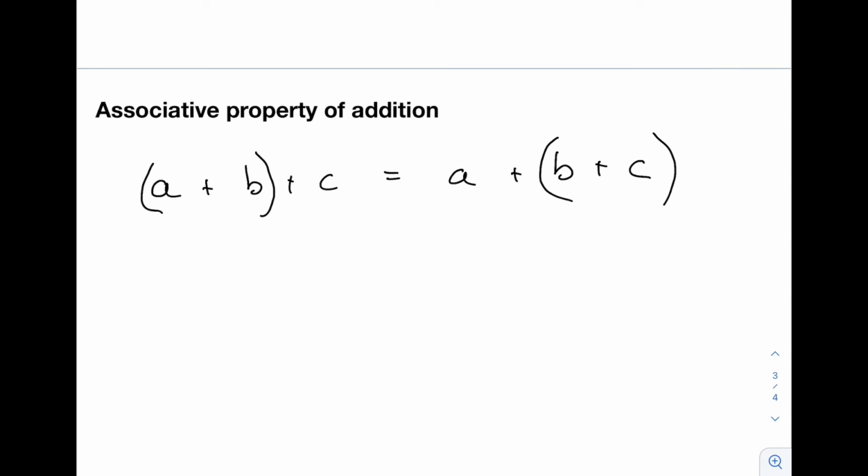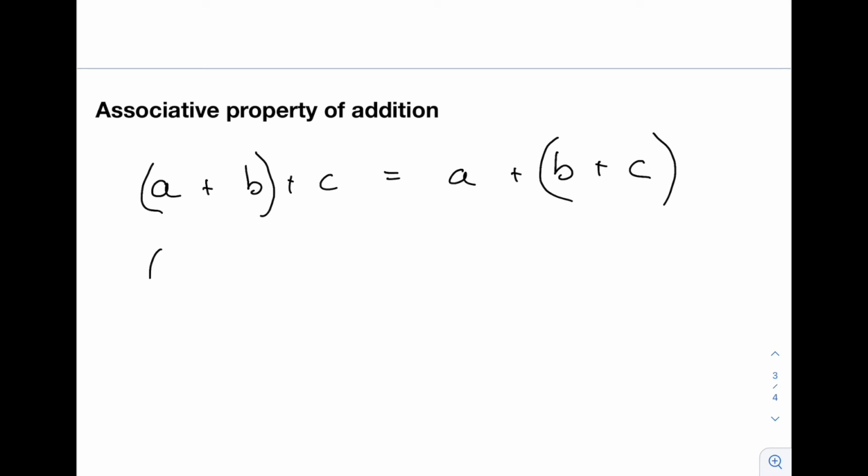Next, let's talk about the associative property of addition. Here, if we add three numbers together, we can talk about their grouping. While the commutative property was moving numbers around, in the associative property we're not moving numbers around, we're grouping them or associating them differently. So we could group the a and b together, or we could group the b and c together, and we'd get the same results.